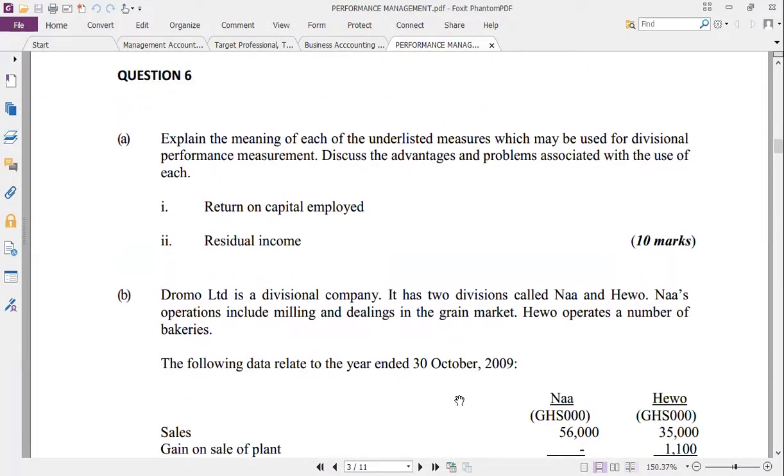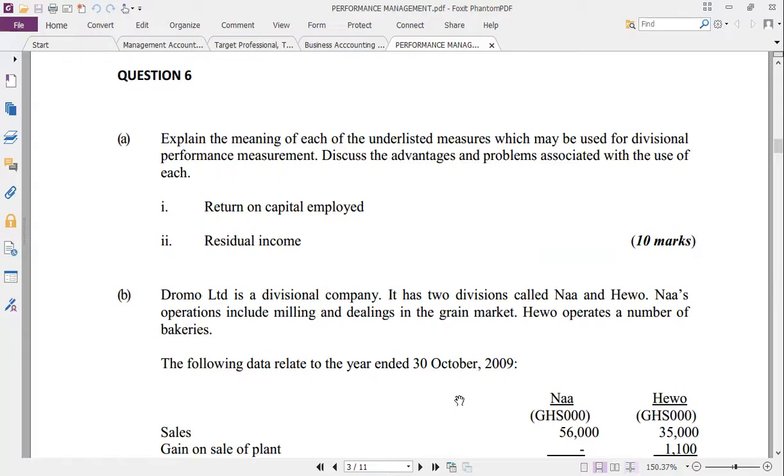Now let's go to question 6. Explain each of the underlisted measures which may be used for divisional performance measurements. Discuss the advantages and problems associated with the use of each. Return on capital employed, residual income. That's what? 10 marks. This question dropped in November 2017. But this question is a very old one. It dropped 2012, 13 thereabout, but it was repeated again.